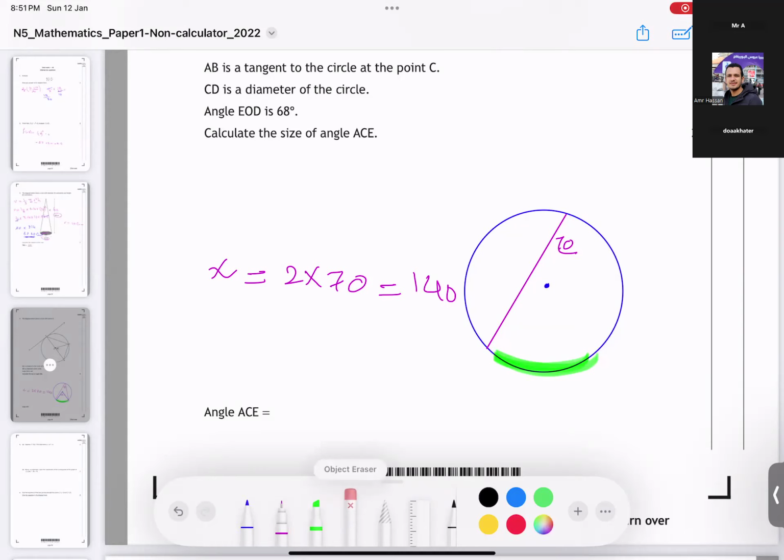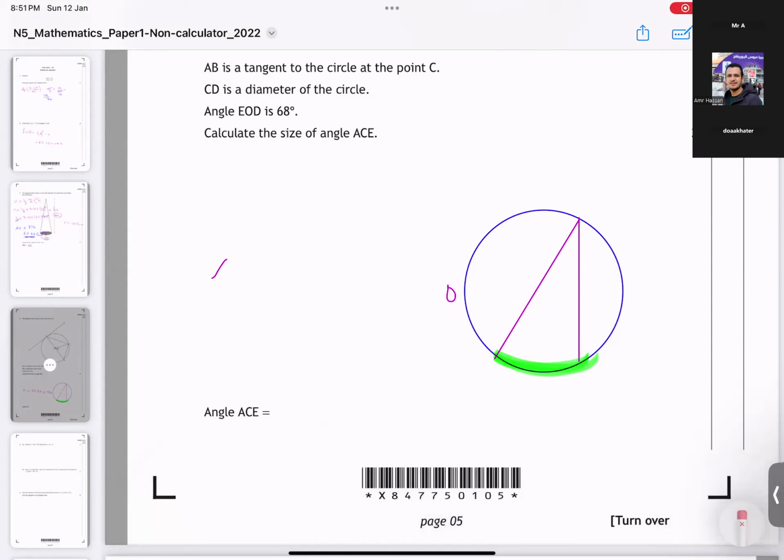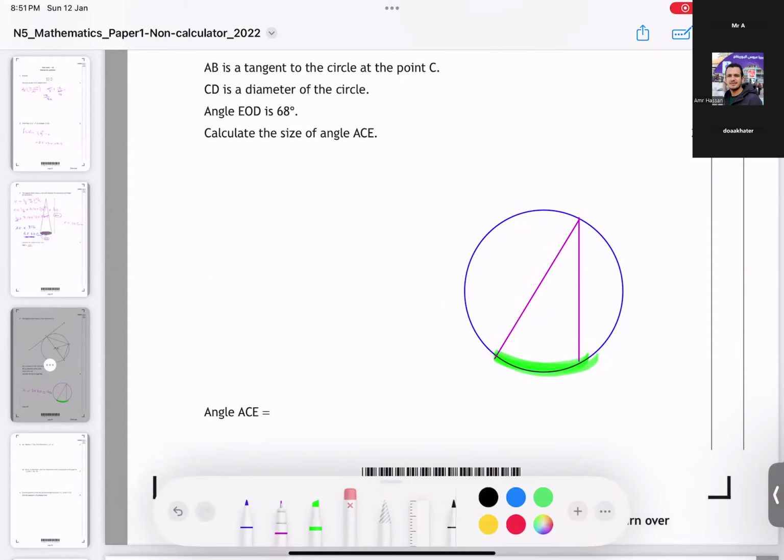Let me tell you another thing. Can you tell me what it looks like? This one also is inscribed, right? Yeah. Let me erase it. What about this one?